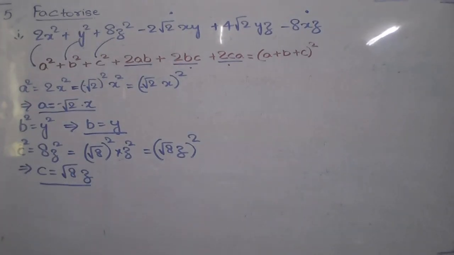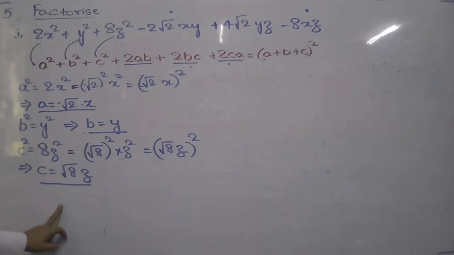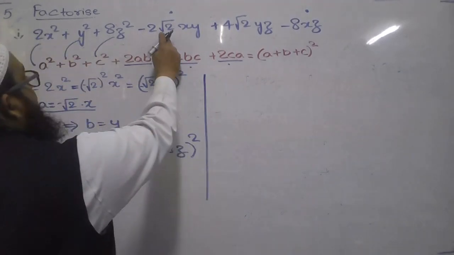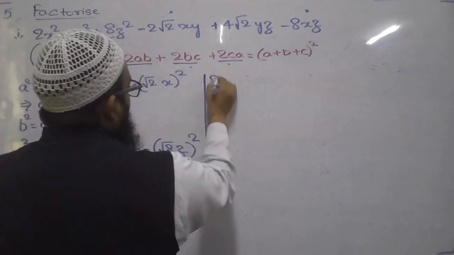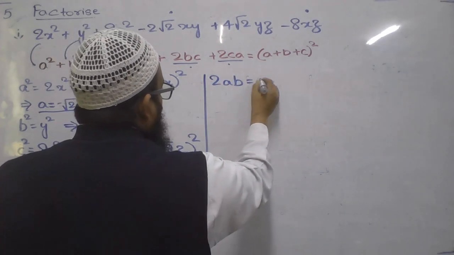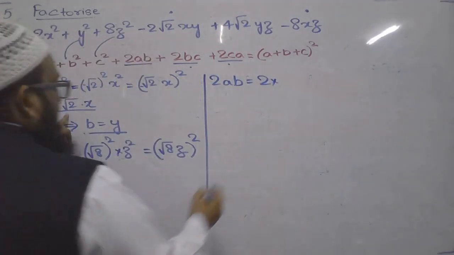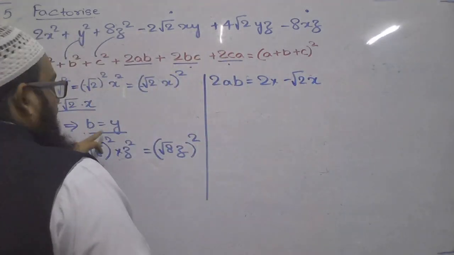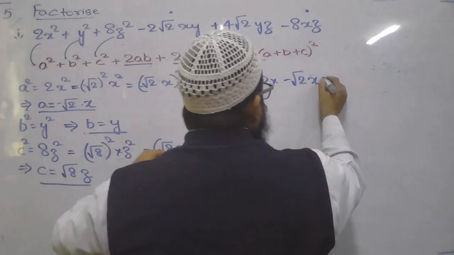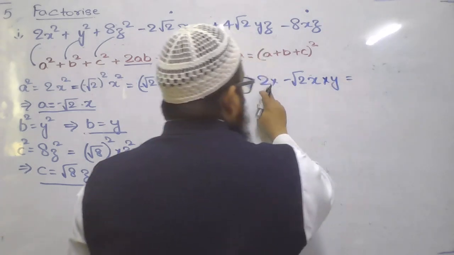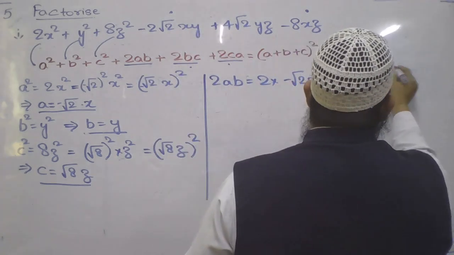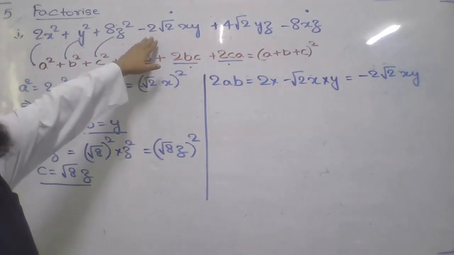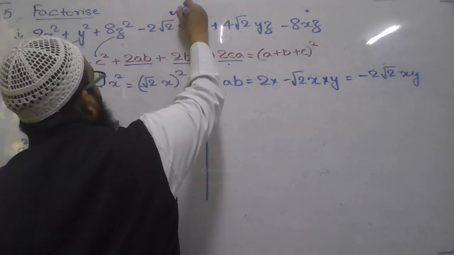Now, since we have found A, B, and C, let us check the middle terms. So, what is middle terms? Middle terms here means fourth term. Fourth term is 2 times A times B. So, 2 times what is A? We got it as minus root 2x. Fine. And B is Y. So, can I write it as minus 2 root 2 into xy? Yes, we can. Yes, sir, we are satisfied.